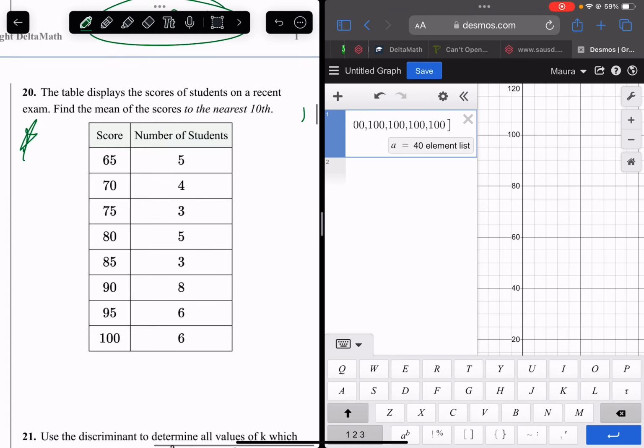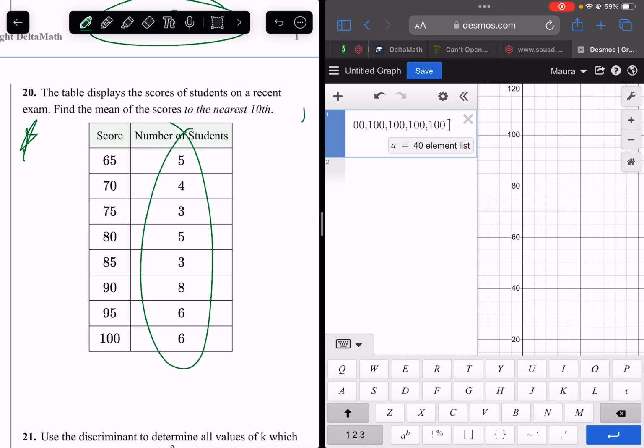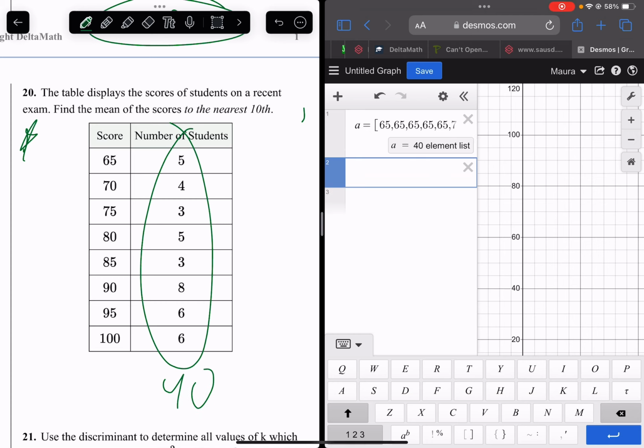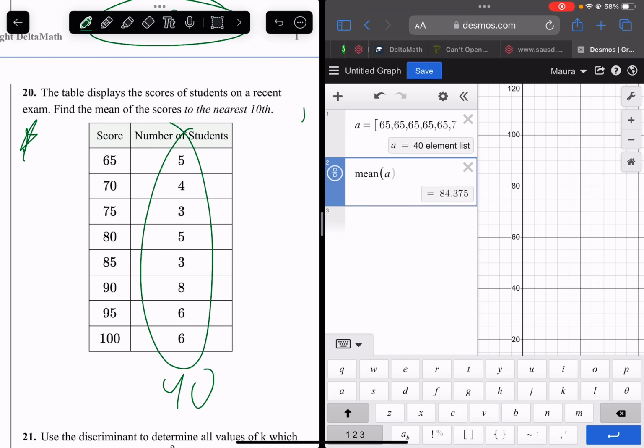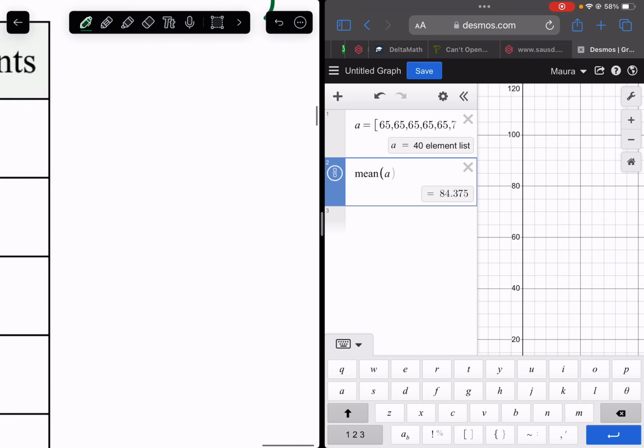Now, of course, I want to make sure that I plugged in the appropriate number of values. It tells me I plugged in 40 different numbers. So I'm going to add up the total number of elements I should have had in this list. That's 5 plus 4 plus 3 plus 5 plus 3 plus 8 plus 6 plus 6, and I got 40. So that shows me that I did plug in the appropriate number of elements. Again, we're finding the mean, so I'll go to functions, click mean, A, and I ended up with 84.37. They again told me to round to the nearest tenth.